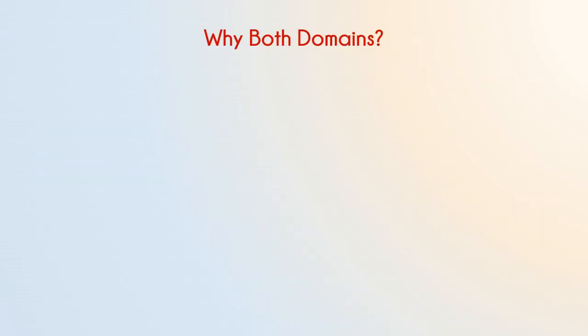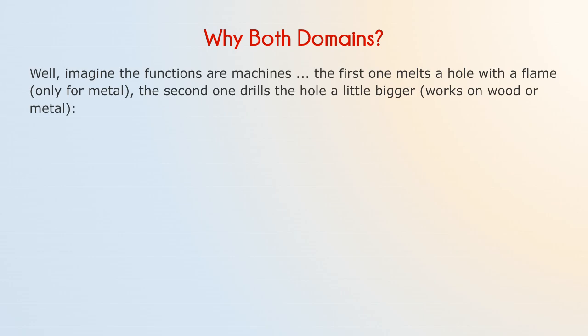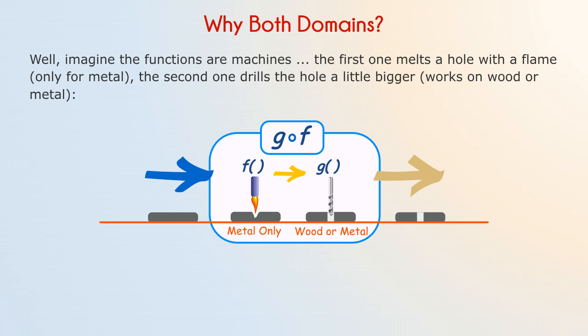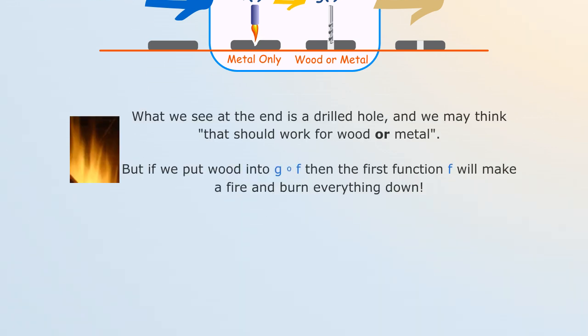Why both domains? Well, imagine the functions are machines. The first one melts a hole with a flame, only for metal. The second one drills the hole a little bigger, works on wood or metal. What we see at the end is a drilled hole, and we may think, that should work for wood or metal. But if we put wood into it, then the first function f will make a fire and burn everything down. So what happens inside the machine is important.